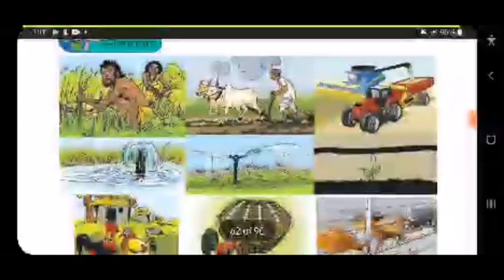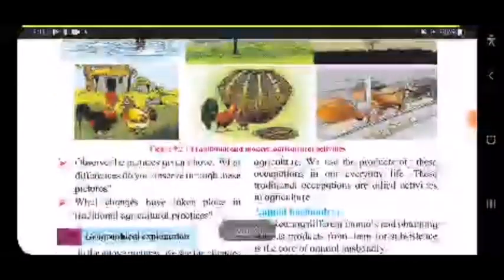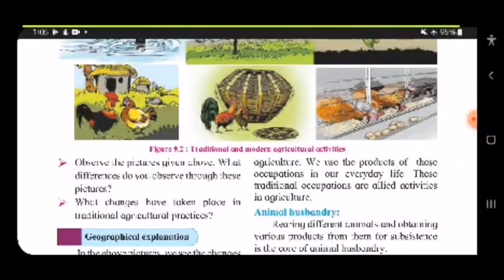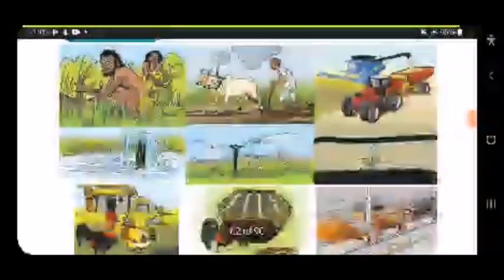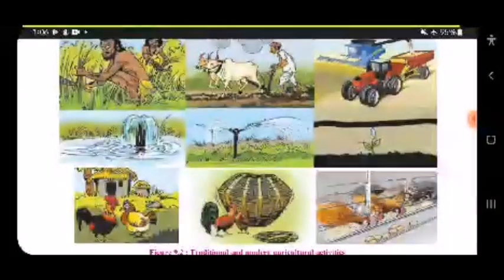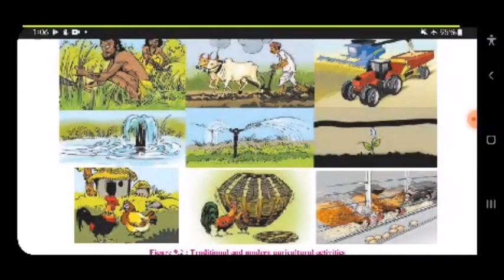Let's move further. Now they're telling you to observe the pictures given above. What differences do you observe through these pictures? There are different changes in agricultural practices. First we used to do plowing with cows. Now we do it with tractors.